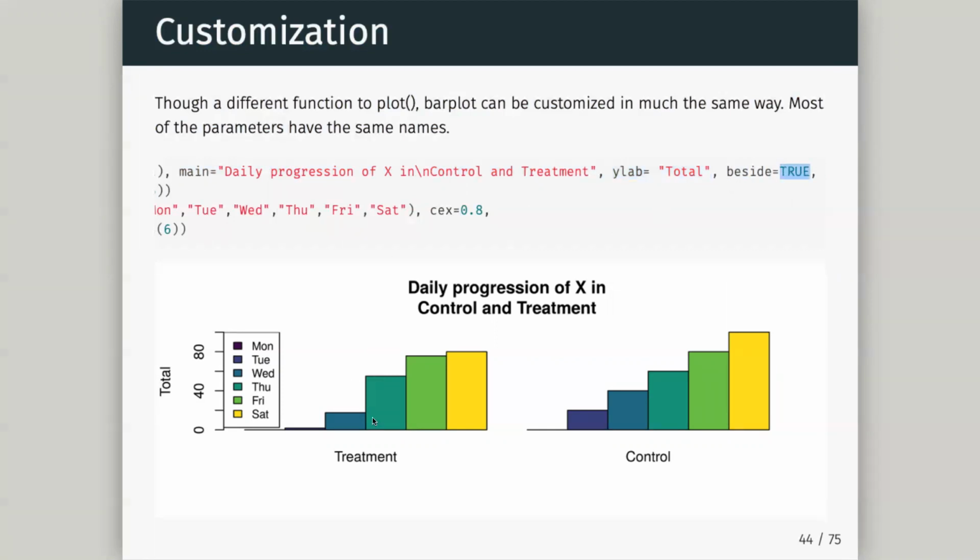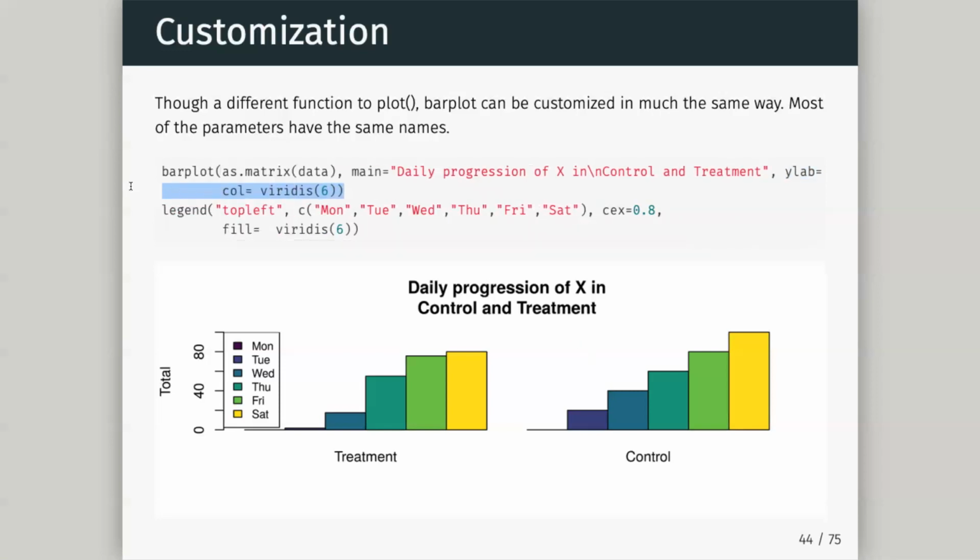I'm saying beside equals TRUE, so I already have the labels here and I split them. I'm going to take advantage of the fact that we installed the viridis package. Rather than grayscale, I want 6 colors selected from the viridis package. To do that, I just use the function viridis, and I give it the number 6. That's just going to give me 6 distinct colors. Not that distinct, but, you know. And then I'll add the legend. I say top left. We don't have much space here, so top left is pretty much left. And then I give it the same vector I want: Monday, Tuesday, Wednesday, Thursday, Friday. I tell it the character expansion, so I'm making this bit smaller.